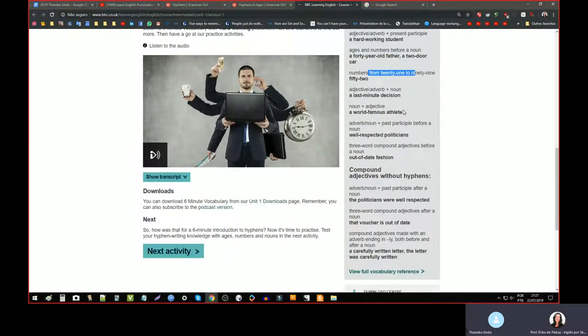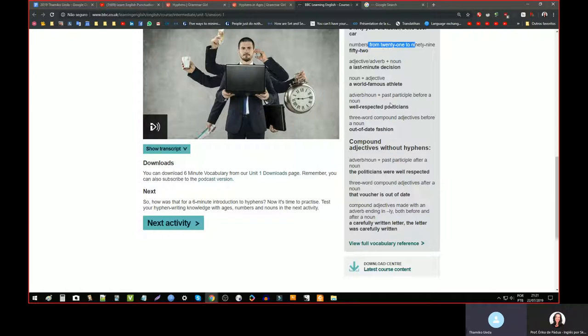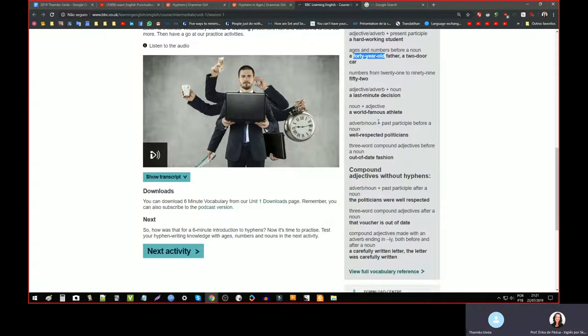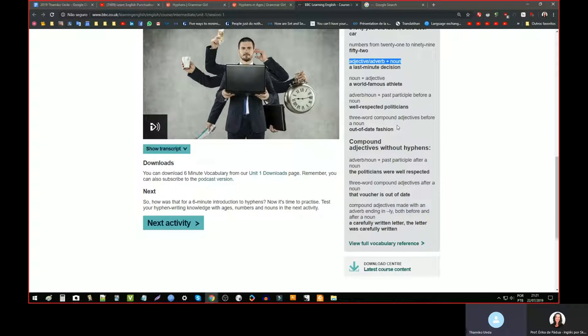Yeah, numbers. For example, eight-year-old boy. It's with a hyphen. Yes, it's an adjective with a hyphen. If I say eight, because it's the sound of the word, right? So it's an eight-year-old boy. You already told me in one of your lives about numbers from 21 to 99, we use a hyphen. Yes, I remember that. Use the hyphens with numbers.